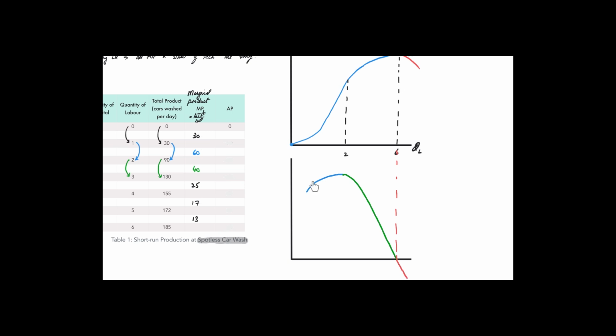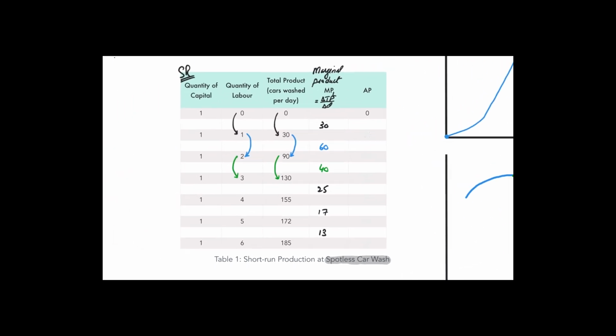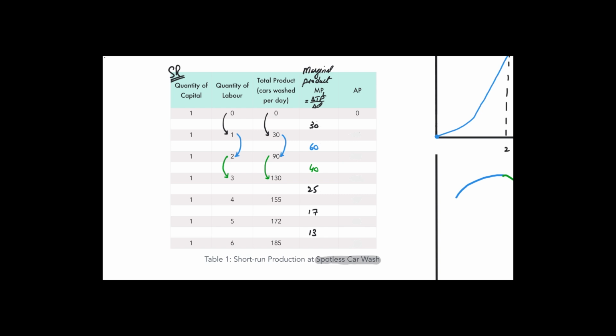So when you have an increasing MP, your total product will be increasing at an increasing rate. When MP is falling but it's positive, your total product will be increasing at a slower rate. When MP is 0, TP will be at its maximum. And when MP goes into the red line, your TP starts to go down. All of this is already dealt with in the notes. If you want details, you can go and see the lectures, which I've already suggested you should do.